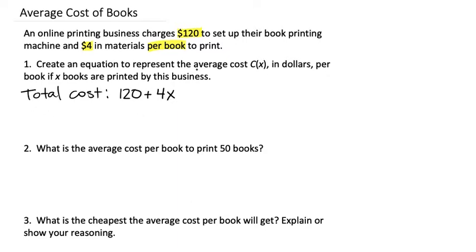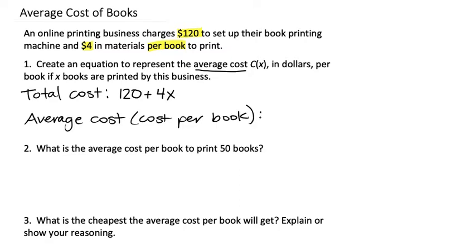What I want here is the average cost. So for the average cost, I would want to find the cost per book, in other words. So to get the cost per book, I would divide my total costs, and this is C of X, which is what they want me to use here. I would divide my total costs by the number of books. So 120 plus 4X divided by X.